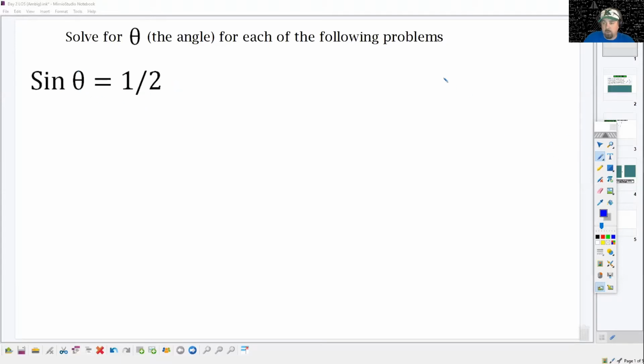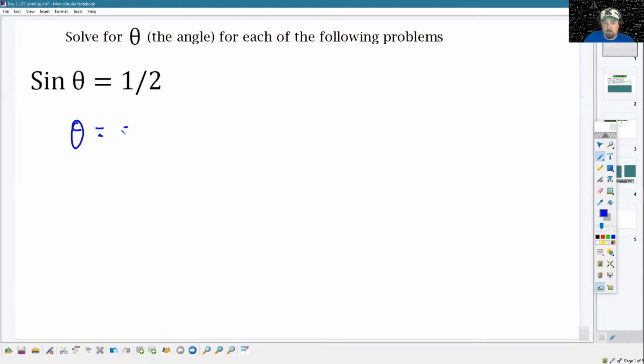Okay, so let's go ahead and do this the way we would when we solve for angles. We talked about that yesterday. Move that over, we get inverse sine. So inverse sine of 1/2, make sure you're in degrees, and we plug this into our calculator. And we find out that this is 30 degrees.